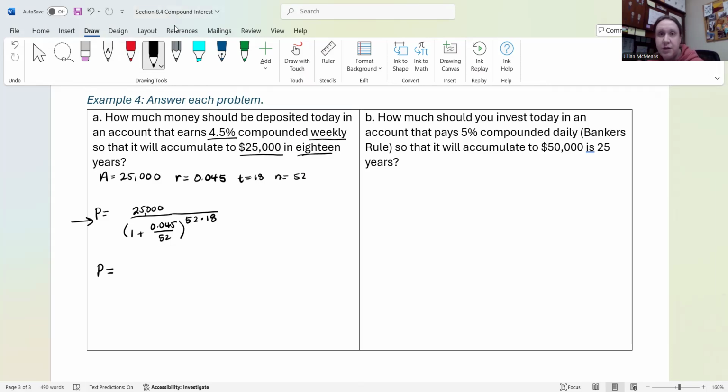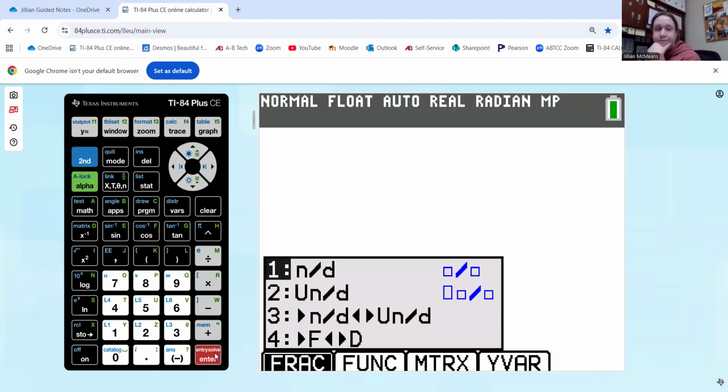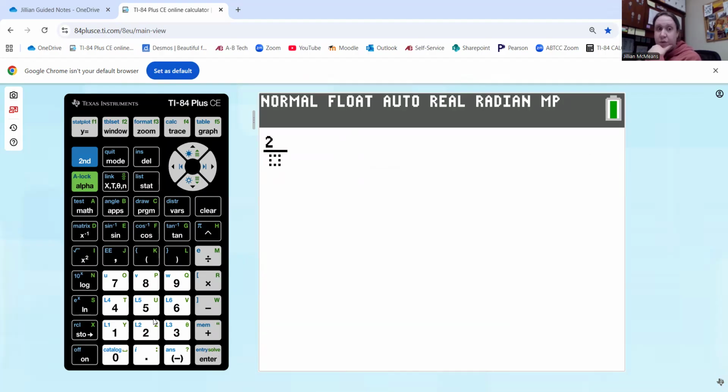All right, so let's go to the calculator. Whoops, I started it and didn't finish it. All right, so what I'm going to do is get my calculator to do that fraction template. So I would go alpha y equals and just choose the first option. My numerator is A, which is $25,000. That's how much money I need down the road. My denominator, I'm going to start parentheses and then go 1 plus R, which is 0.045, divided by 52, which is N. And then I'm going to raise that to the 52 times 18 power and then hit enter.